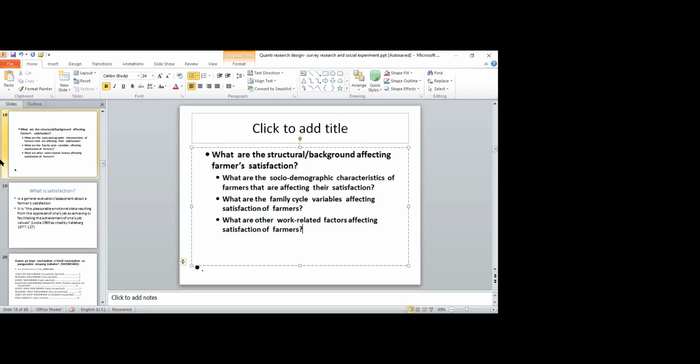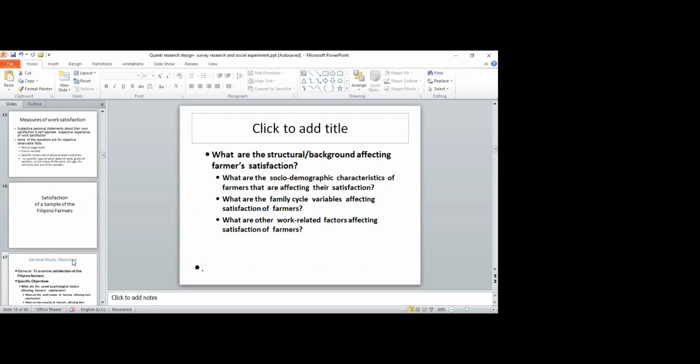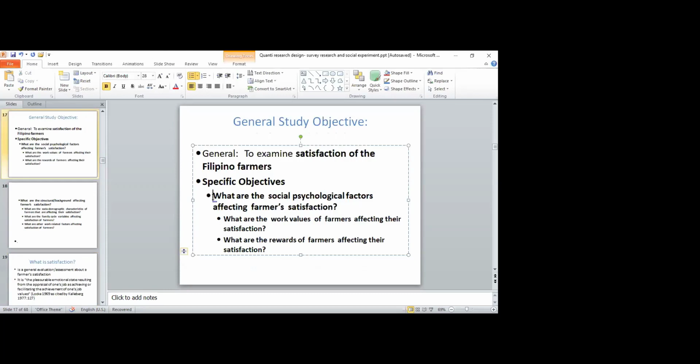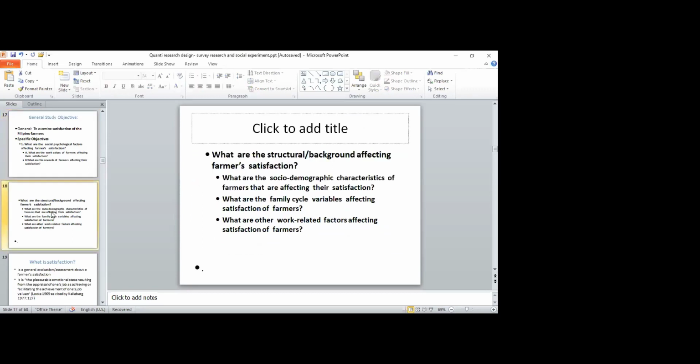So your general question is this. This is your general question: to examine satisfaction of the Filipino farmers. This is your first objective. What are the socio-psychological factors? This is your first specific objective. Okay? That is your first specific objective. This is actually A under that, and then this is B. All right? And then we move on to the next one.